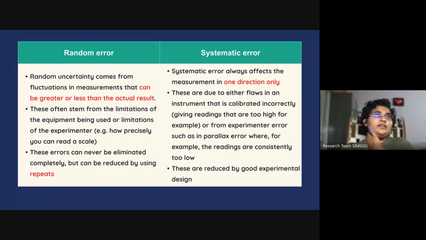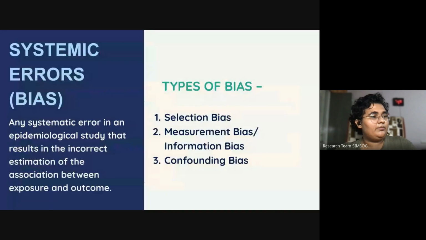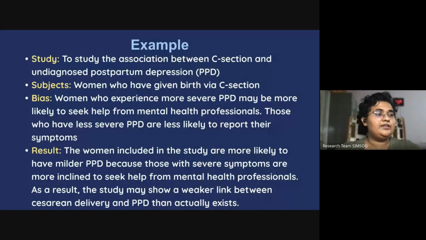And systematic error is the error usually in the instrument itself, or what we usually study is error in the study design itself. Let us talk about the first example we discussed, selection bias, the association between C-section and PPD. It's because the women with more severe PPD did not take part in the study. So the change in the result was unidirectional. You will always see a weaker link between the exposure and the outcome.